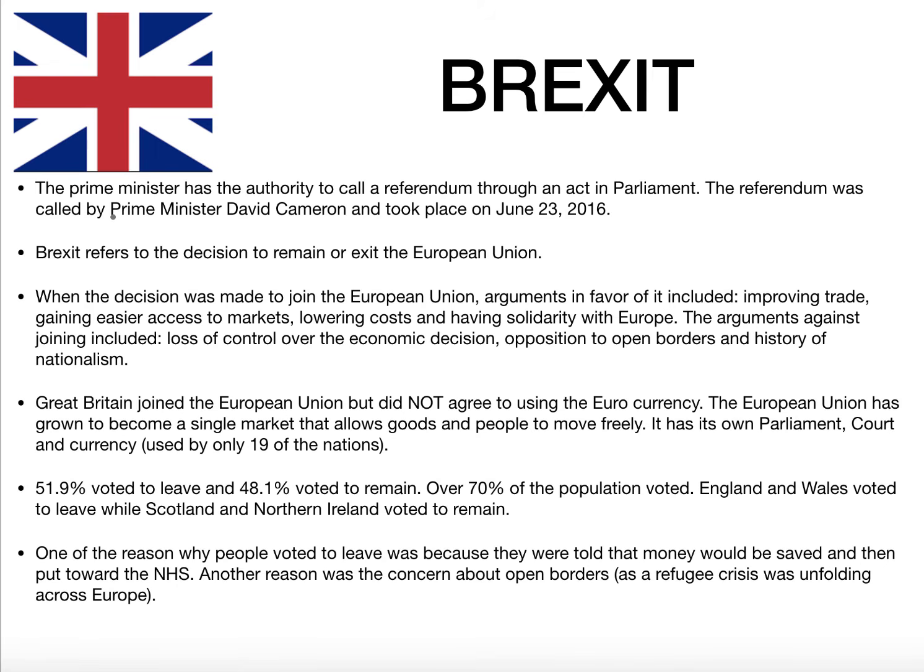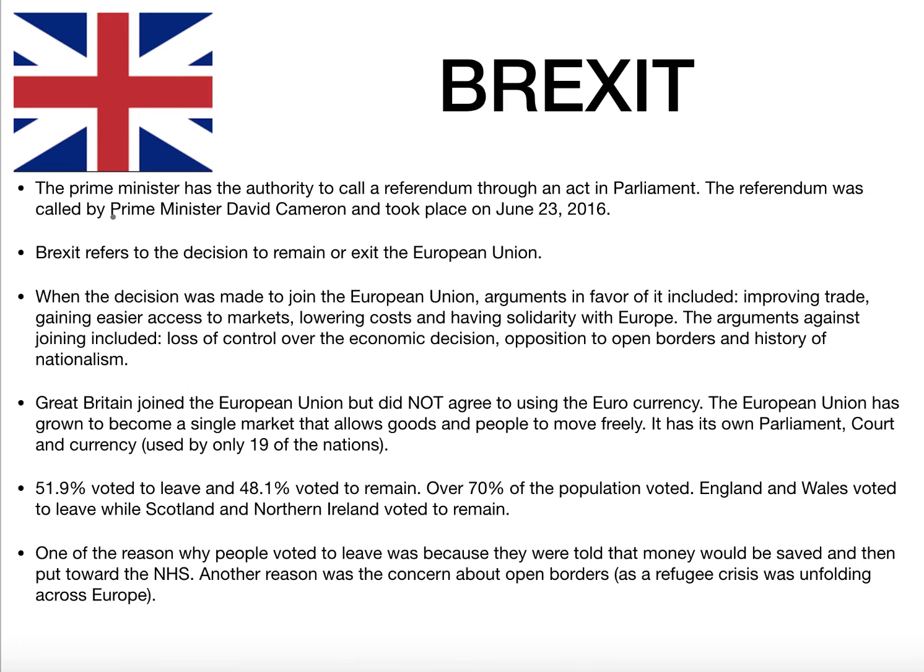But the vote was unbelievably narrow. So 51.9% of the voters chose to leave, 48.1% said to remain. Over 70% of the population did vote. The English and Wales vote was mostly to leave, while the Scottish and the Northern Irish vote was primarily to remain. Now, what were these issues that people were really concerned about?